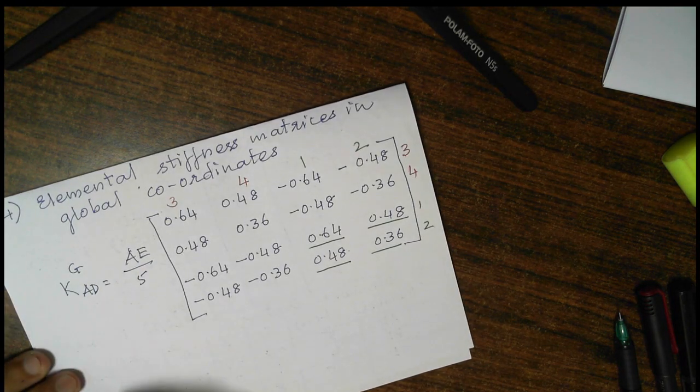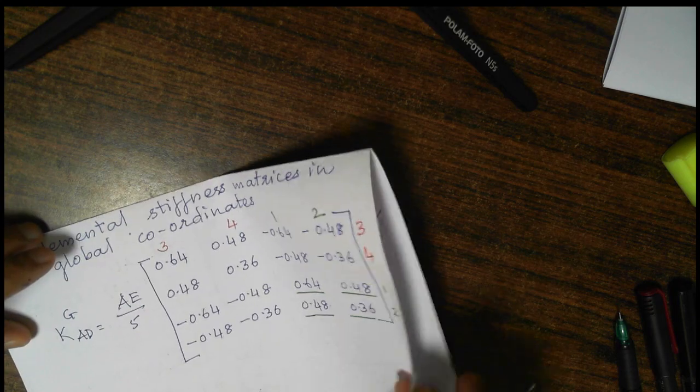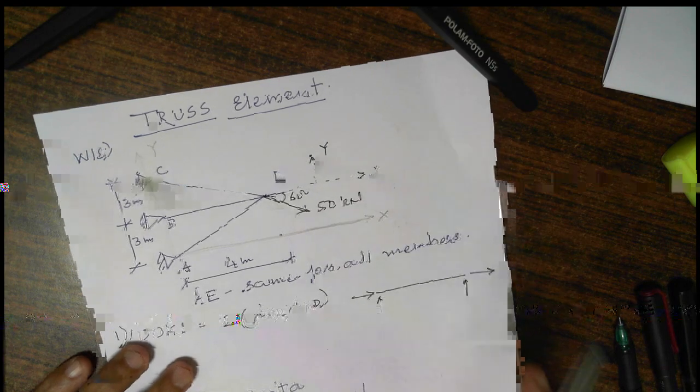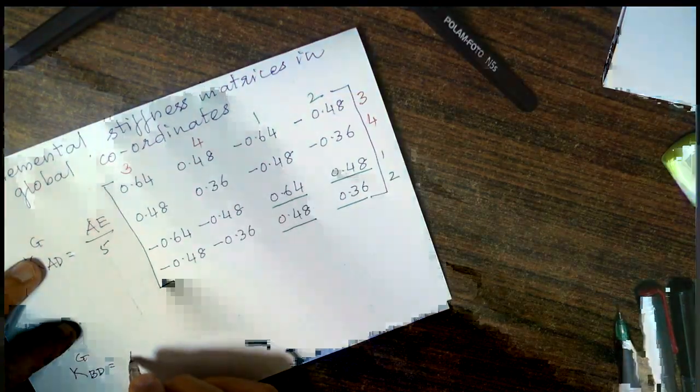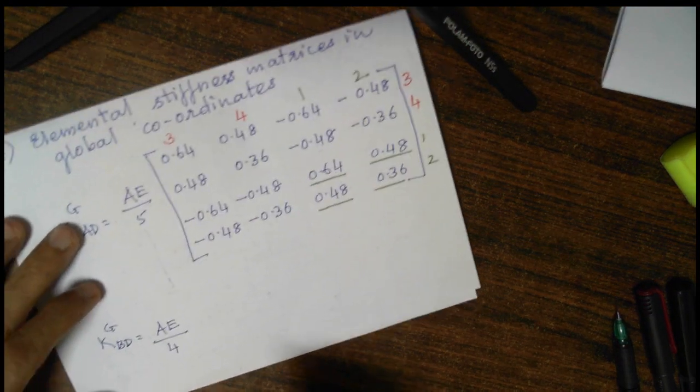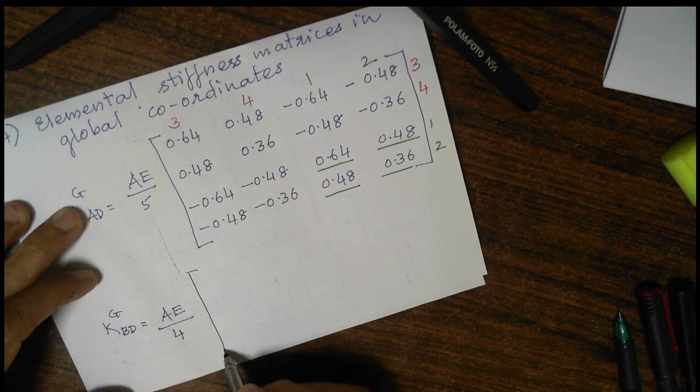Now K global BD. Now we know member BD, all of you, without looking at the table, look at member BD. Member BD is oriented in global x direction. So local x of member BD and global x coincide, so local stiffness matrix and global stiffness matrix must also coincide. We know the formula: AE by L, length is 4, AE by L into 1 0 minus 1 0. But let us check according to member data.